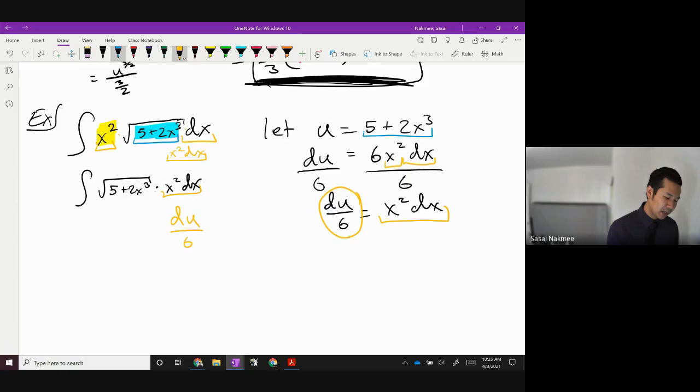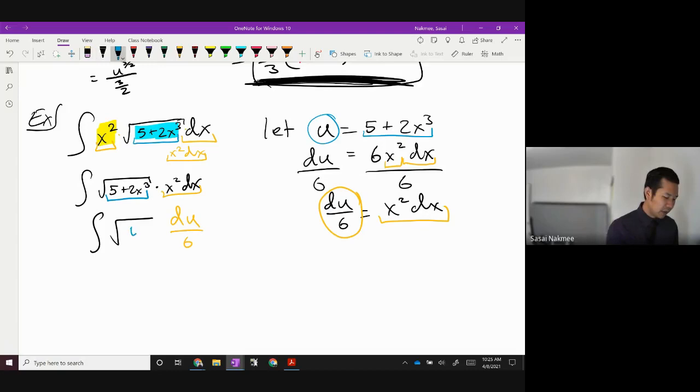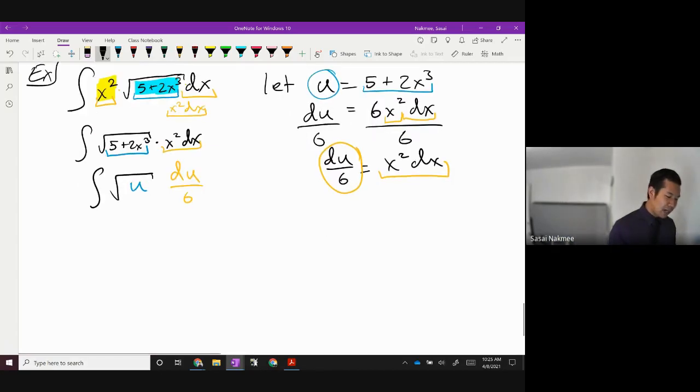Then once I do that, I can go ahead and replace the 5 plus 2x cubed with u. So I end up here with the integral of the square root of u times du over 6. Now, why is that a big deal? Why am I working so hard to get to here? Because now I end up here with the integral of u to the 1/2 times du over 6.